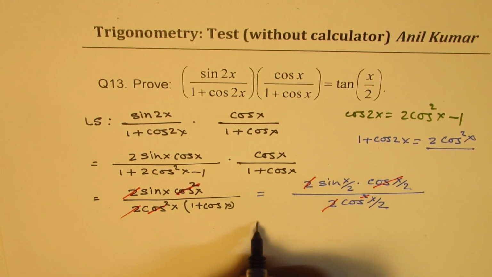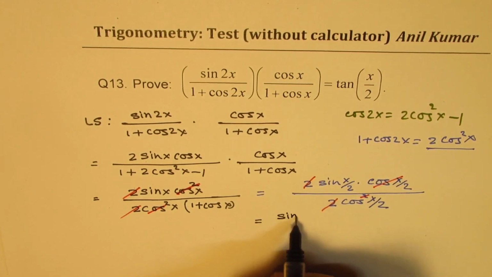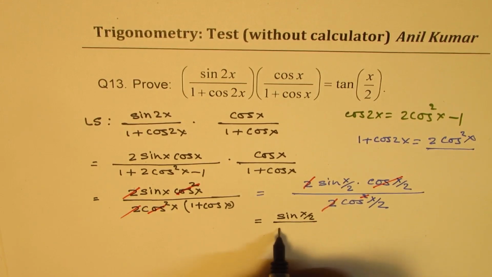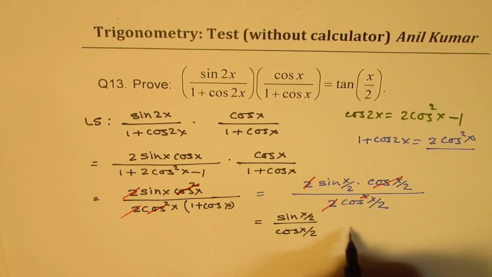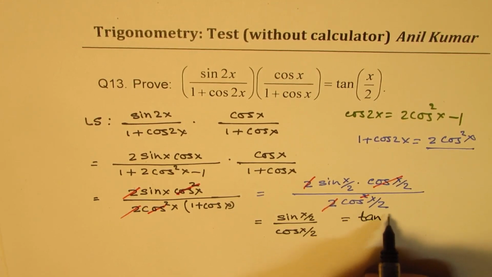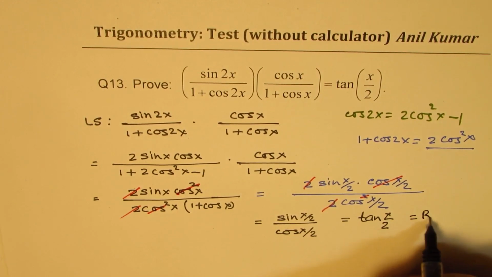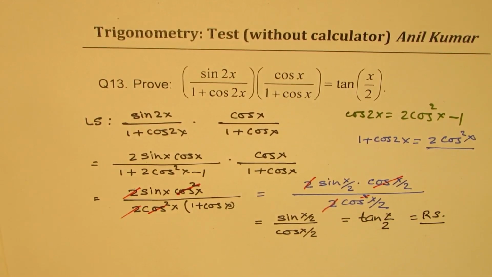So what are we left with? We are left with sin x by 2 over cos x by 2, which is nothing but tan x by 2, the right side. Do you see that? So in this particular example, we have used the double angle formula of cosine twice to get our result.